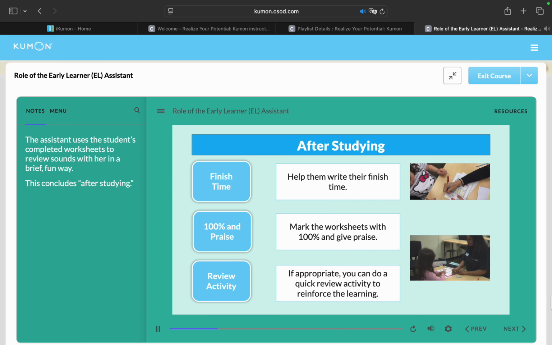The assistant uses the student's completed worksheets to review sounds with her in a brief, fun way. This concludes after studying.